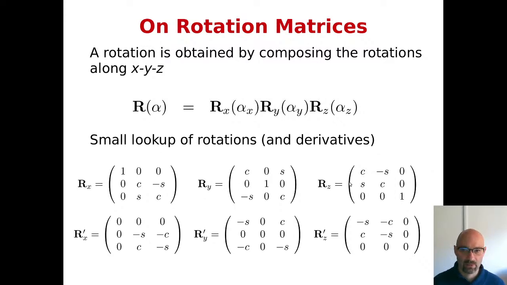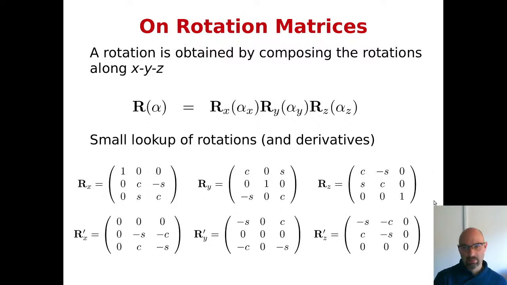We have Rx, Ry, and Rz, which are like what you have seen in probabilistic robotics: rotation along the x-axis, along the y-axis, and along the z-axis. If we have these three rotations, we can also compute, just because they might come in handy, the three derivatives of the rotation. So from this comes this, from this comes this, and from this comes this. Okay?